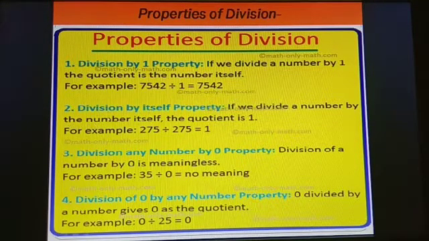Now second, the division by itself property. If you divide a number by itself, you will get the quotient 1. If you divide a number by the number itself, the quotient is 1.